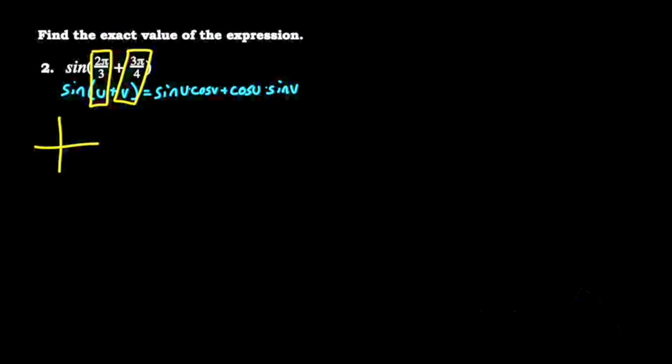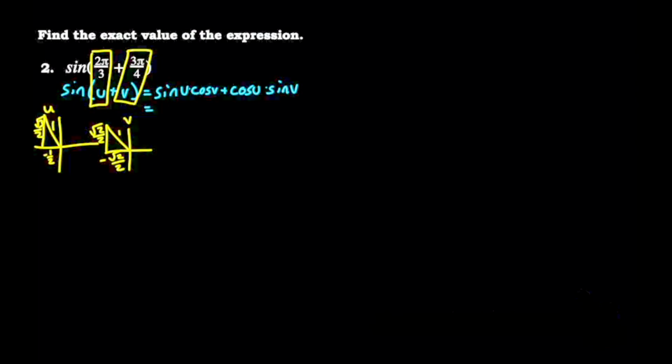for v. So I'll draw out u over here, and I'm going to label it as angle u, and 2 pi over 3 is in the second quadrant. This would be negative 1/2 on the x-axis, positive square root of 3 over 2, and 1 for the hypotenuse. And then my angle v, this 3 pi over 4, also in the second quadrant, but this has square root of 2 over 2 and negative square root of 2 over 2.